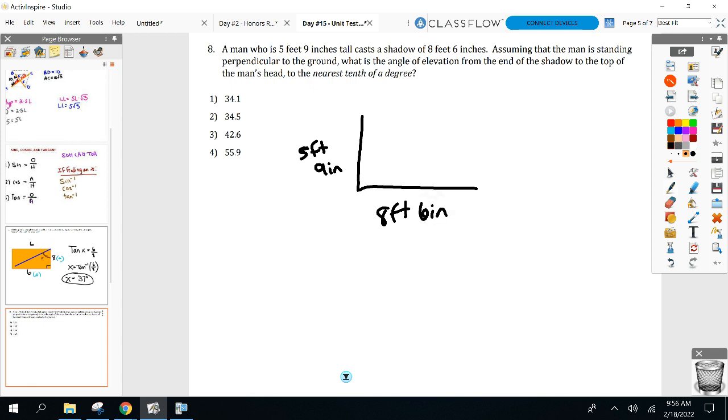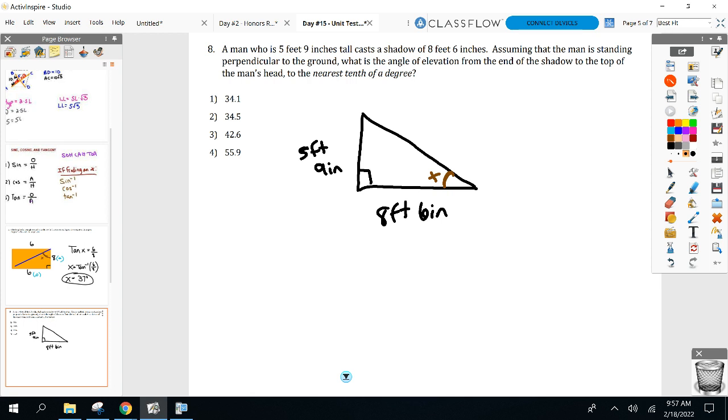And he's standing perpendicular to the ground. Good, because we need a right angle here. What's the angle of elevation? Elevation, is that looking up or looking down? Looking up, yes, ground up. There is still another problem, though. What's our issue still? Romeo, what's your issue? Yeah, this is not 5.9, everybody.